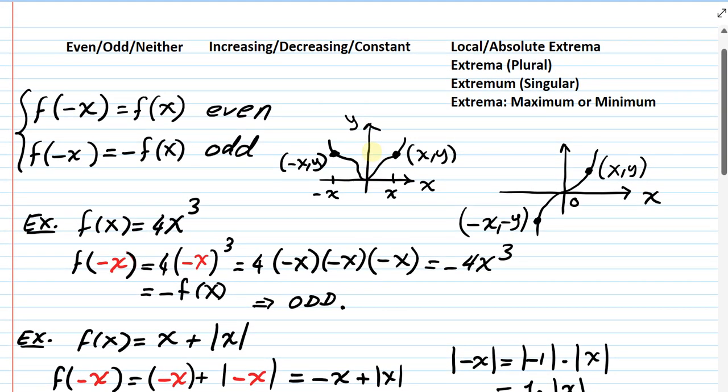Now I'm going to look at some examples here. The first example is f of x equals 4x cubed. We want to know whether this function is odd, even, or neither. So I went ahead and replaced x with negative x in the original function. Once you do that, you get negative 4x cubed. The final result is negative 4x cubed, and that is the negative of the original function, negative f of x. So this function is an odd function. If we were to graph it, you would expect symmetry with respect to the origin.